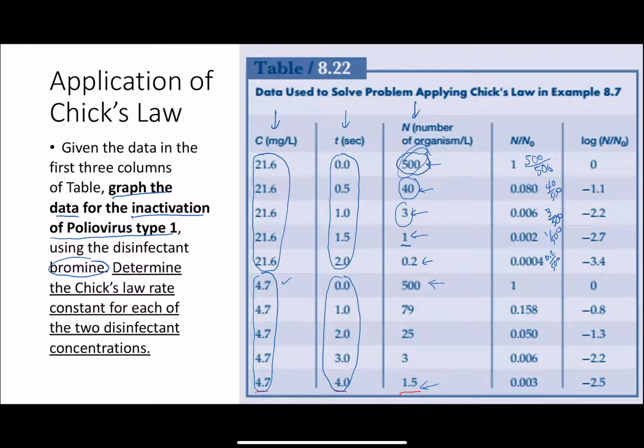Same thing you do here. For the next concentration of bromine, 500 over 500, because Nt and N naught are the same. This is 79 over 500, 25 over 500, 3 over 500, 1.5 over 500. And now you can do either log or ln, but here you're going to do the log of N over N naught. So the log of this: log 1 is 0, log 0.08 is minus 1.1, minus 2.2, minus 2.7, minus 3.4.